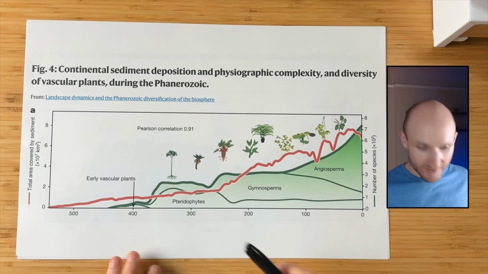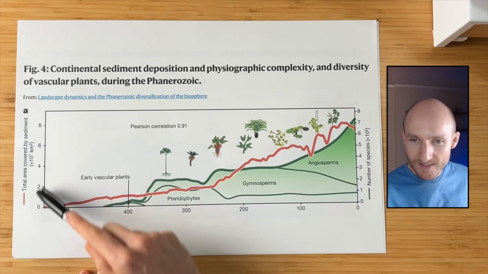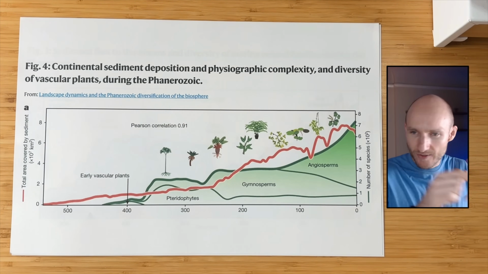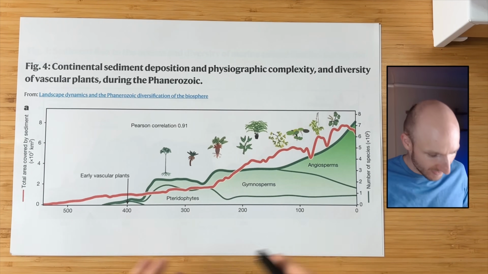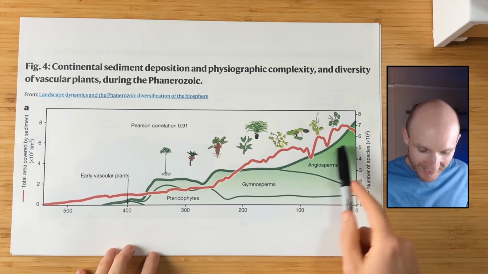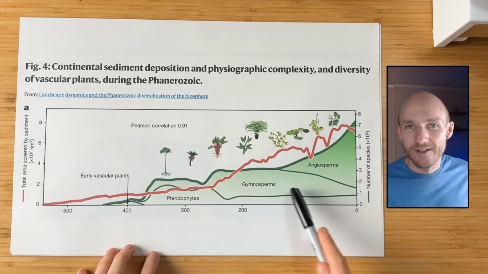And now that we're going onto land, the same thing is true, where you can see how much total area is covered by sediment. So this is sediment that's not going into the ocean, but is rather going onto these lakes and things on land, when these plants get to show up. And so you can see again, they're very connected with each other. The number of plant species is very connected to the amount of area covered by sediment.